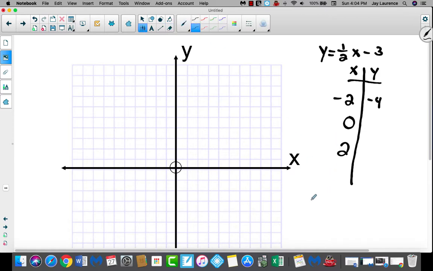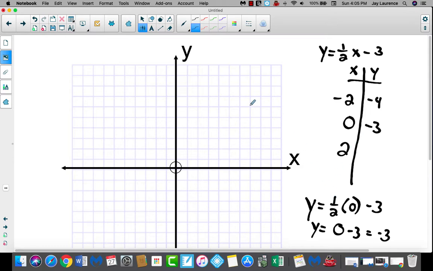So let's see here. The second one, x is 0. Now, this one I normally don't show all the work for because I can do it in my head. I don't want to leave you guessing on anything. So I'm going to go ahead and show all the baby steps. 1/2 times 0 would be 0. 0 minus 3 would be -3.